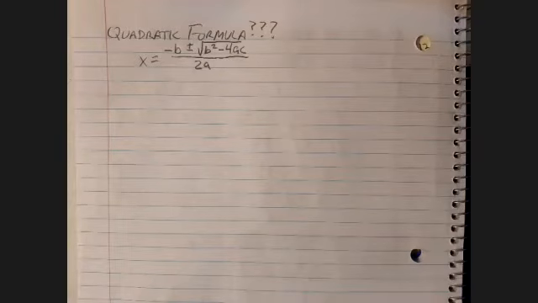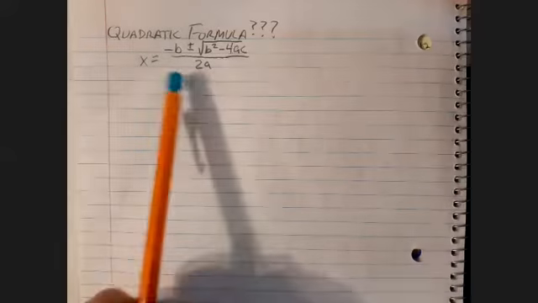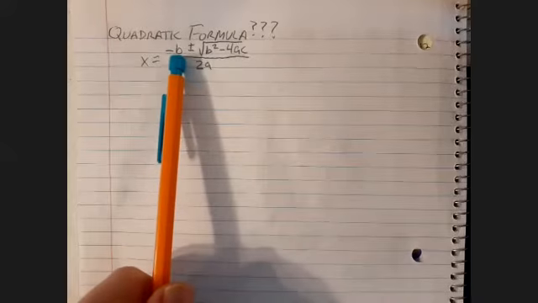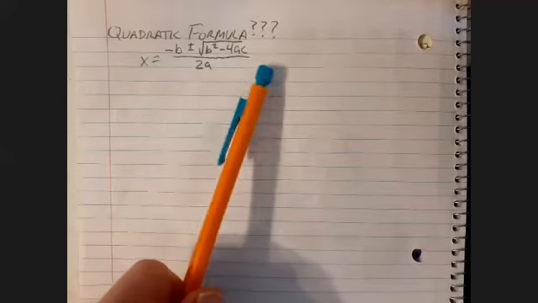All right, mathletes, Mr. Antonucci here, and in this video, I want to talk about where on earth they got the quadratic formula. I mean, this beast looks kind of crazy. Opposite of b plus or minus the square root of b squared minus 4ac all over 2a.